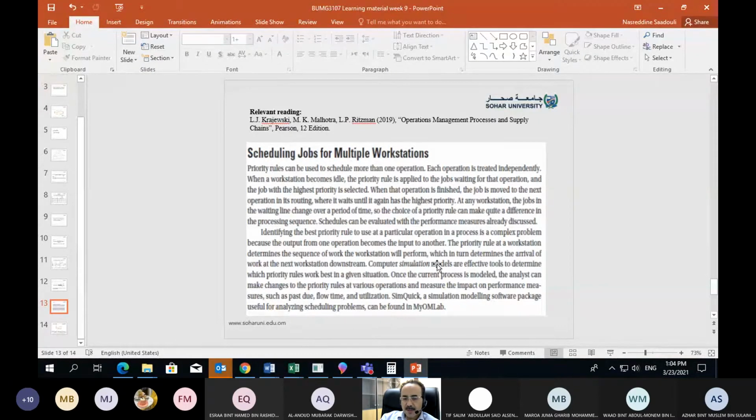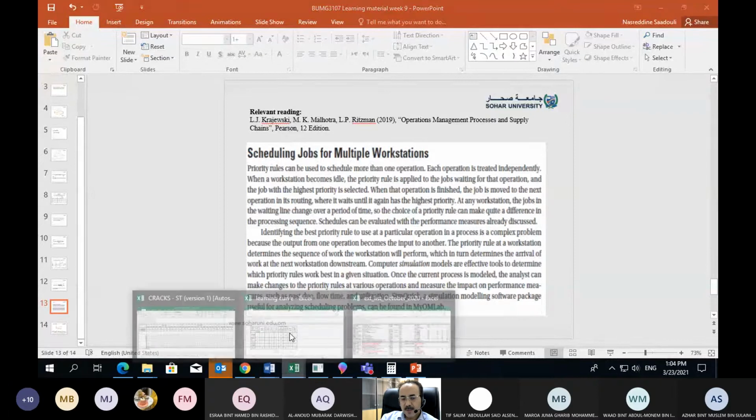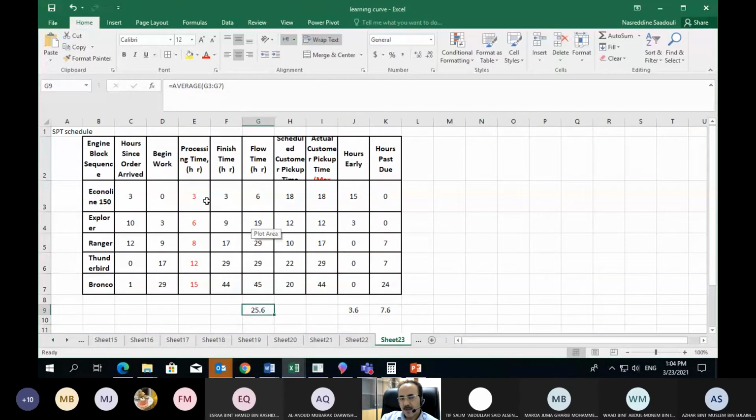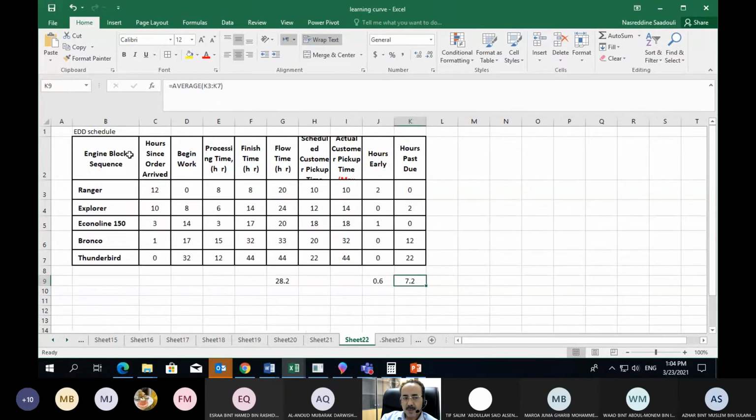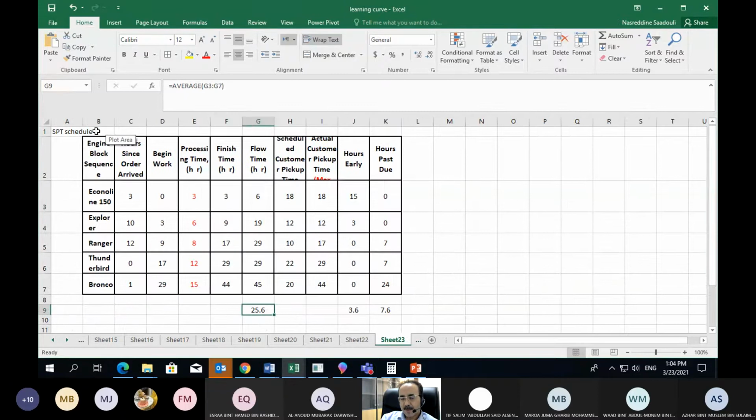A simpler version of that is what I did earlier, if I use, for instance, something like Excel. You see, I already have an EDD schedule and an SPT schedule. I can keep changing the processing times or whatever other things. I can add one model for each different priority rule and look at the performance criteria values, and that will help me make a decision in a more efficient manner.